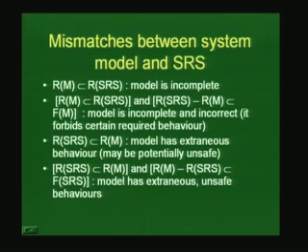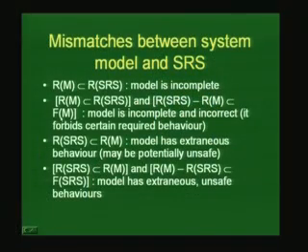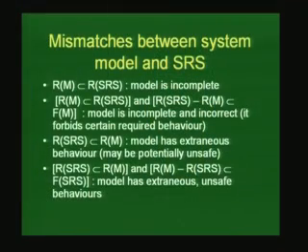Now, what if, in addition to R of M being a proper subset of R of SRS, the set R of SRS minus R of M, that is, the requirements specified by the SRS which are not factored into the model, is actually a part of F of M, the set of forbidden behaviors of the model? What does that mean? It means that not only does the model not address all the requirements in the requirement spec, in fact, there are certain requirements that the model actually forbids, that is, the model will not do them. So the model is not only incomplete, it is incorrect. It forbids certain required behavior, right?